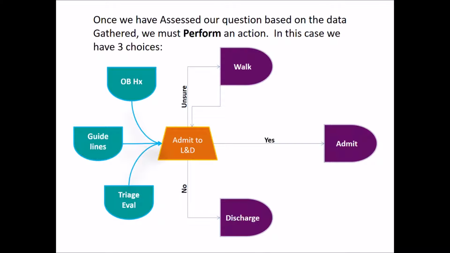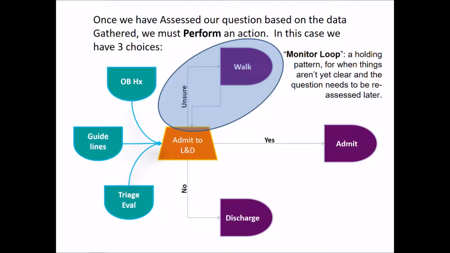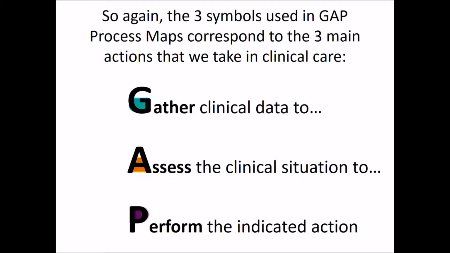This kind of loop is called a monitor loop. And when you're making process maps, you'll often see the need for essentially a holding pattern, for when things aren't quite yet clear and the clinical question needs to be reassessed at a later point with more information. So to review, the three symbols used in GAP process mapping correspond to gathering clinical data, assessing the clinical situation, and performing an indicated action.